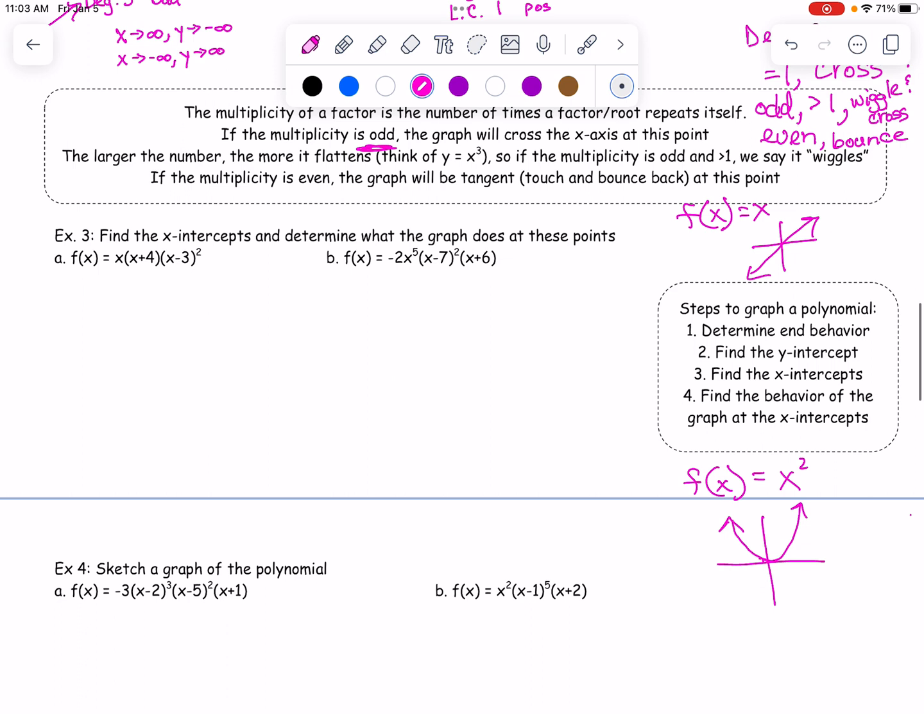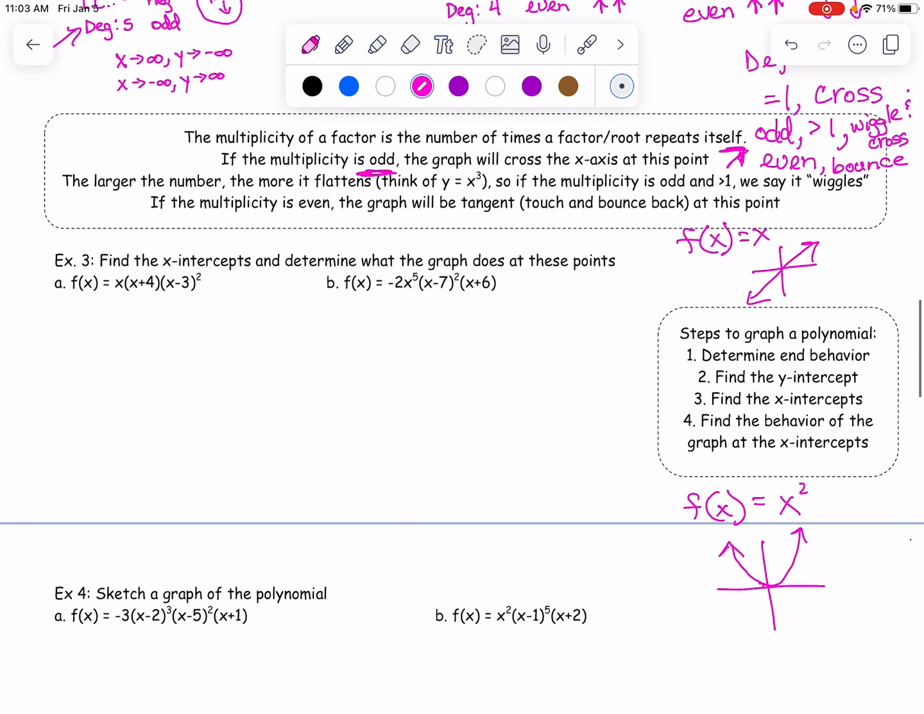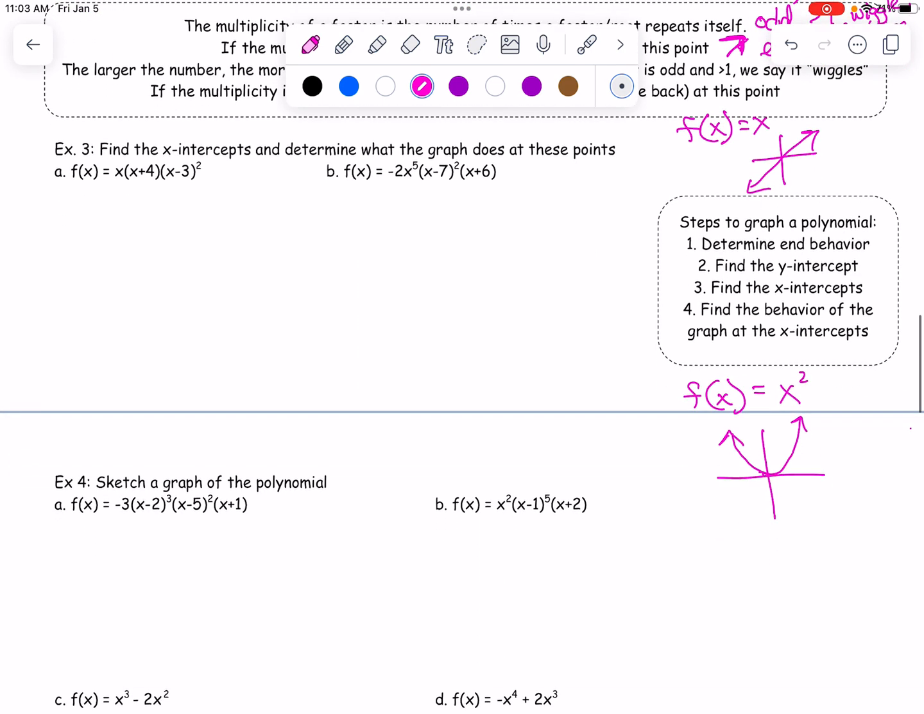So the only one that you haven't seen is your odd greater than 1. Well, actually, we have looked at that because we talked about a cubic function. That's your lowest odd greater than 1. And what happens is that your x-intercept is 0, and when you get to that, you're going to wiggle and you're going to cross. It's going to bend and cross. So what we're going to do here is find the x-intercepts, and decide what it does at each one of those points.